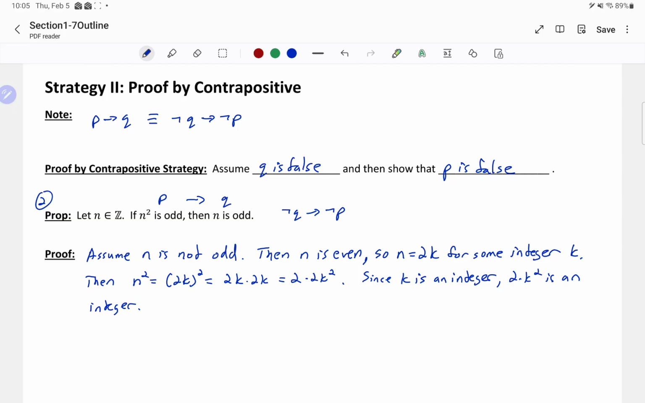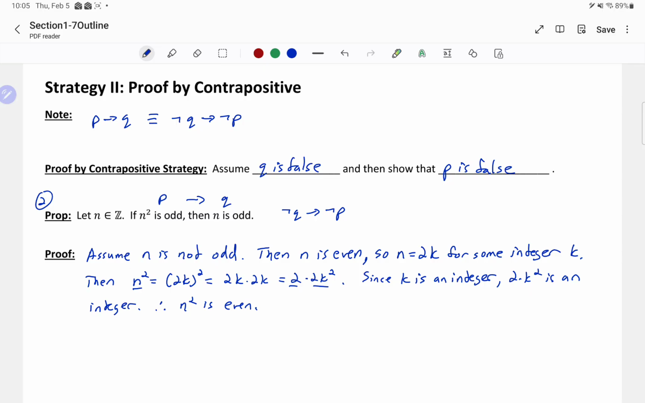So now that's an integer. So now I've written n squared as 2 times an integer. Therefore, n squared is even. And so this completes the proof.